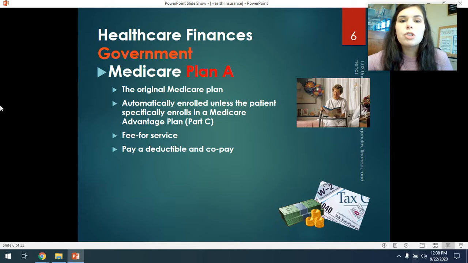Plan A is the original Medicare plan. This is what you're automatically enrolled into unless that patient specifically enrolls into Medicare Part C. So if you are over the age of 65 or you qualify for Medicare following those other requirements listed in the beginning of this presentation, you are automatically enrolled in Plan A. This is a fee-for-service plan, and that means that you have to pay a deductible and a copay, which we'll talk about at the end of this presentation. But that's basically if you come into the doctor, you pay your portion, then they're going to cover the other 80%.